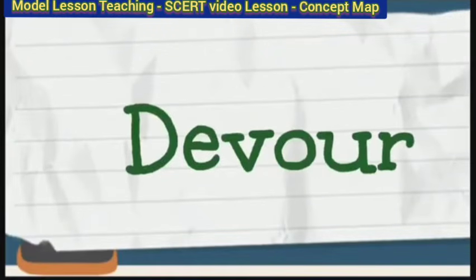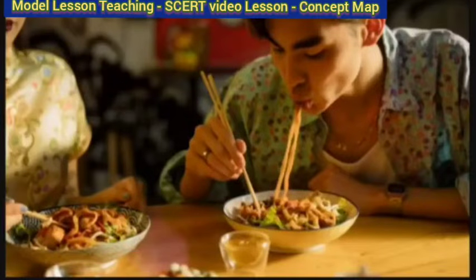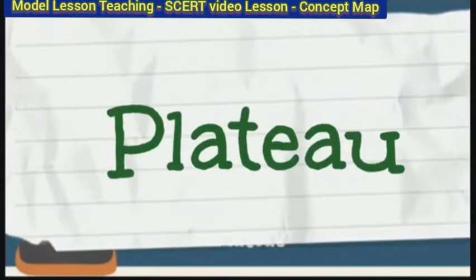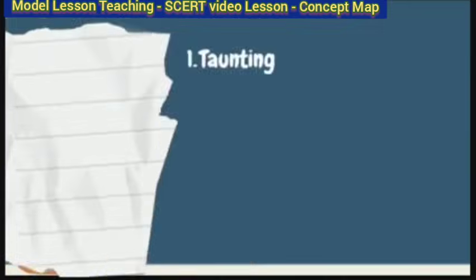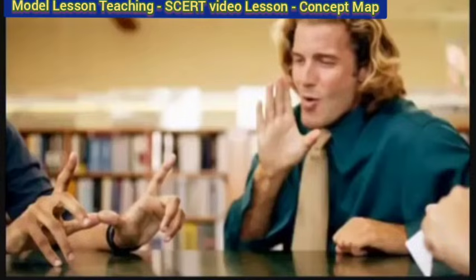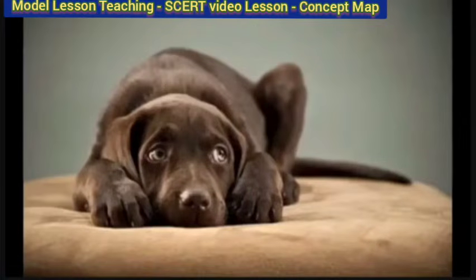Next word is devour. Devour means eat. Children, when we feel very hungry, how do we eat? Yes, we devour everything. Devour means eat. Plateau. Plateau means a tableland. That means a flat area. Next word is taunting. Taunting means making insulting comments, nothing but bullying. The last word is cowardice. Cowardice means lack of bravery.